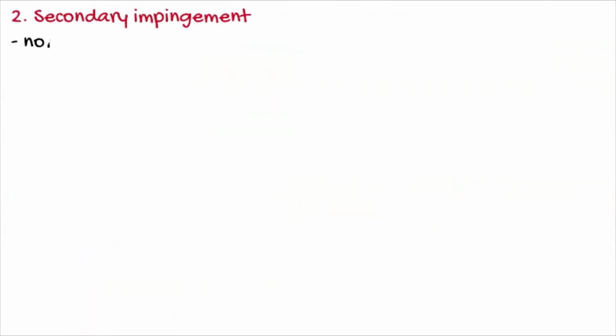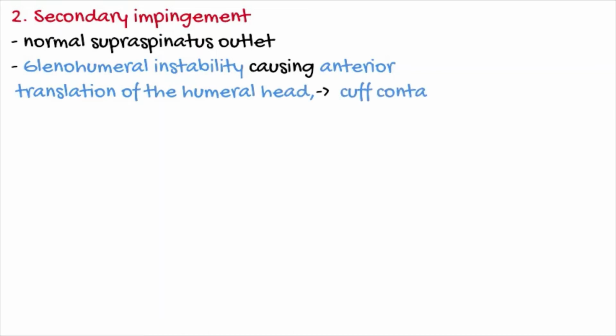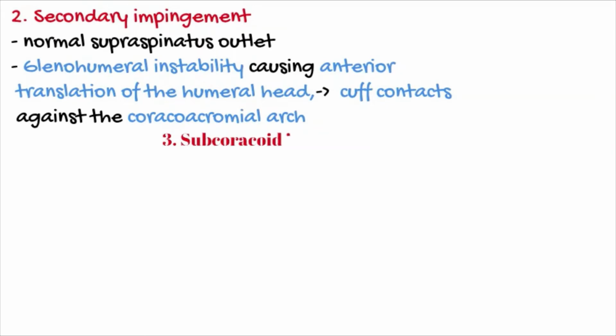Number 2. Secondary impingement. There would be a normal supraspinatus outlet, and glenohumeral instability causing anterior translation of the humeral head, so the rotator cuff contacts against the coracoacromial arch.